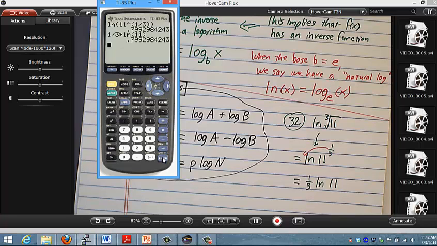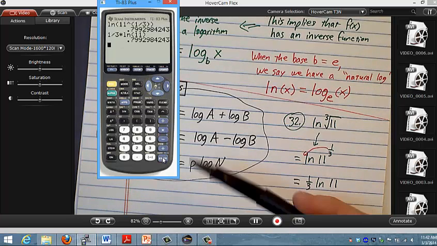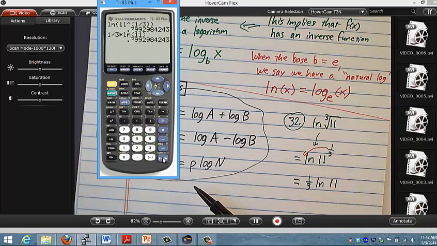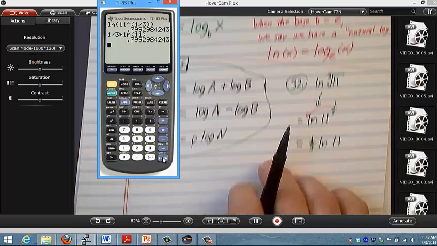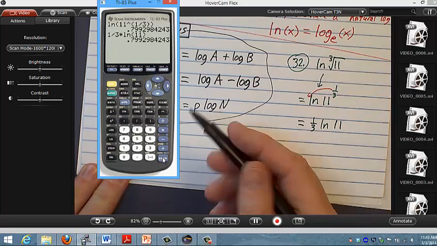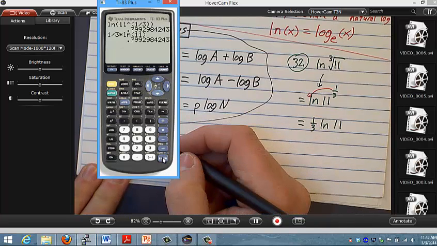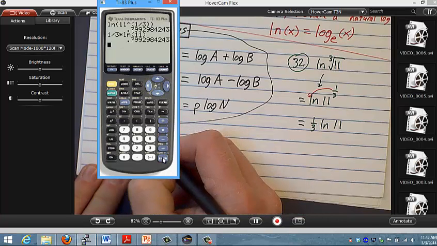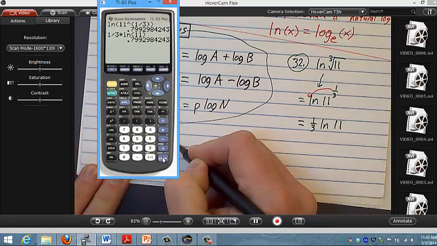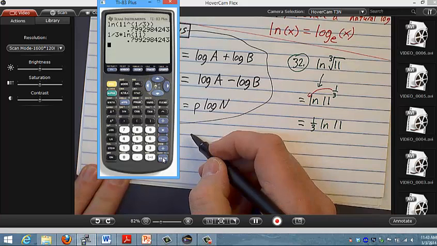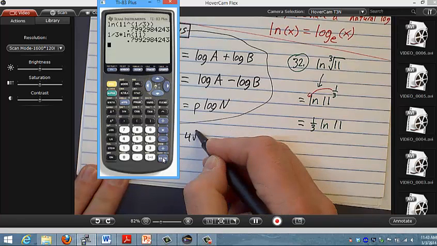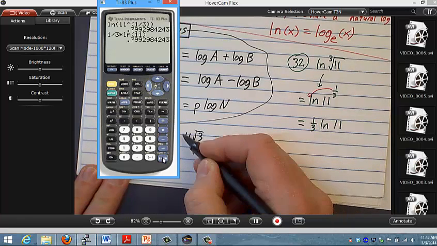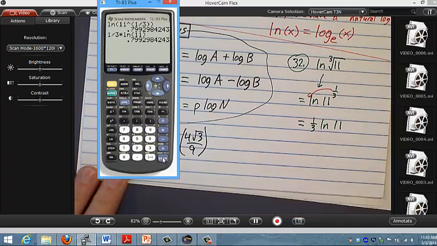No. I think maybe you're saying, how do you change bases? Like if you have a different base? Yeah, I think that's what the answer is. So if I have log base 3, number 33 says that. Log base 3 of 4 square root of 3 over 9. Oh, okay, I have my calculator in the way, but let me show you that.